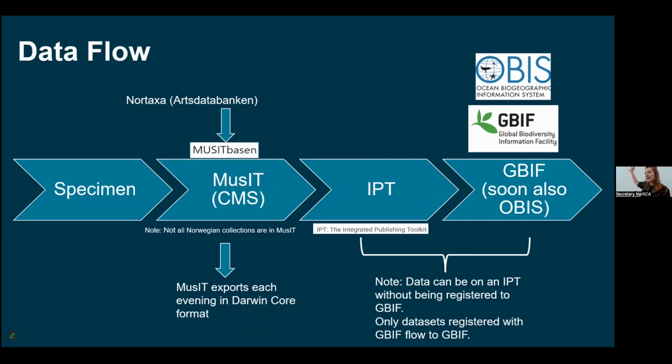And then once it's on the IPT, doesn't mean that it's automatically online. So you don't have to be like, oh my God, I've made mistakes. This is terrible. I just published false data. You can actually go through it once it's in this toolkit, see that everything is ready. And once you're happy with it, you just click publish. And then it goes online onto GBIF. And now what we're working on is also setting up the same pipeline for OBIS.